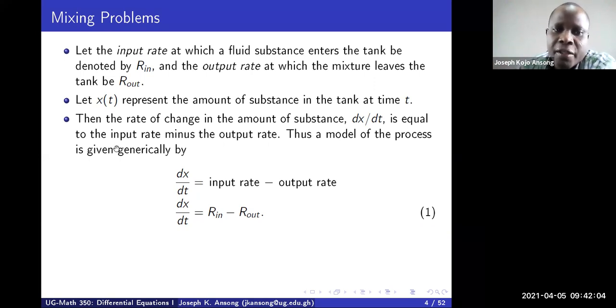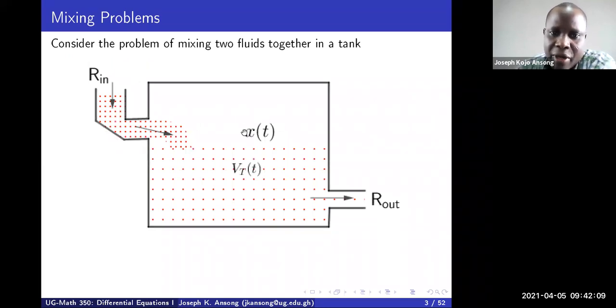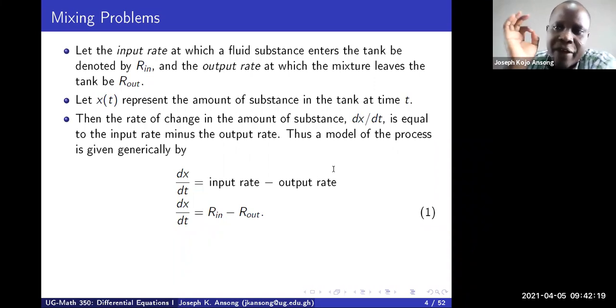And as I said before in the previous slide, if you want the amount that is changing, of course, it has to do with the amount that is coming in and the amount that is going out. So basically, you want to find the rate that is coming in and subtract the rate that is going out. And that gives you generically a model for the mixing problem. So the rate of change in the amount of substance, dx/dt here, is equal to the input rate minus the output rate. So dx/dt, if you like, is input rate minus output rate.